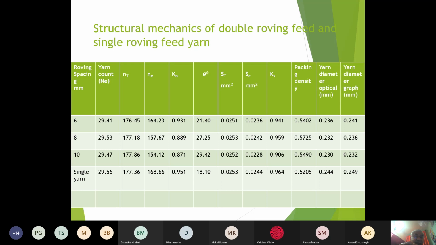This point clear? So why is this Kn lesser? Because in double roving feed, the two rovings are apart at a distance, and so they are making more angle. So fibers are more inclined, and the number of fibers accordingly is reducing, so Ne will reduce. That is reducing also my value of Kn. Point taken?